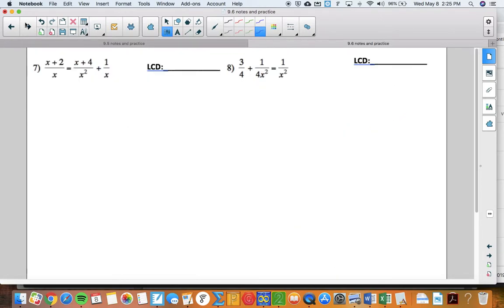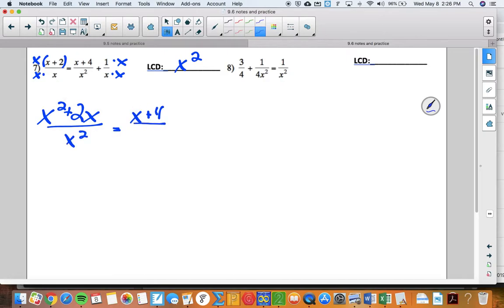Alright, a couple left. This one I can easily see that x squared is going to be my least common denominator. So I'm going to multiply this by x and this by x. Make sure you give this a hug because the x is going to multiply with the x on top and the 2 on top. So I get x squared plus 2x on top of x squared equals x plus 4 on top of x squared.